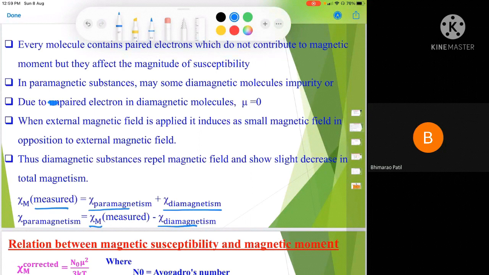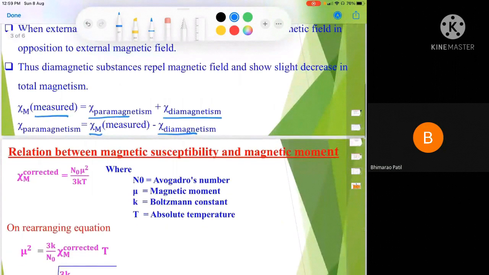Then what is the relationship between magnetic susceptibility and the magnetic moment? You see, the corrected molar magnetic susceptibility is equal to N0 mu square upon 3kT. Here N0 is the Avogadro's number, mu is the magnetic moment, k is the Boltzmann constant, and T is the absolute temperature.